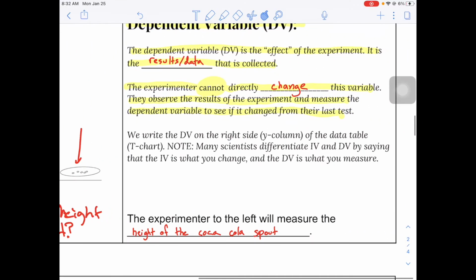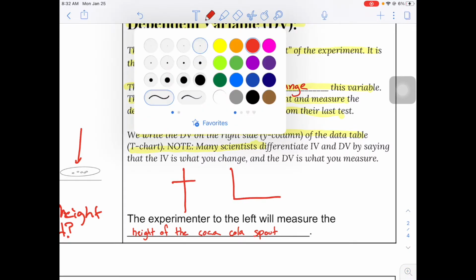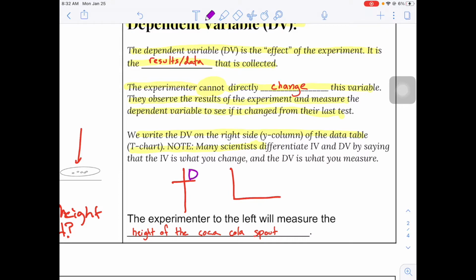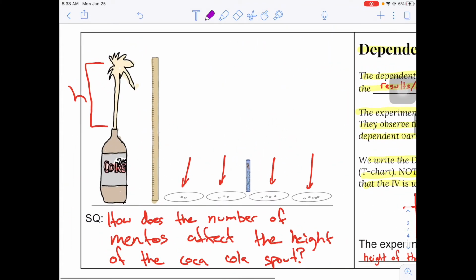So we always write the dependent variable on the right side of the data table or t-chart. So here, let me write a little t-chart there and a little graph here. So we always have our dependent variable there and our dependent variable on that vertical axis. Many scientists differentiate the IV and DV by saying that the IV is what you change and the DV is what you measure. They're going to change the number of Mentos, and they're going to measure the height.